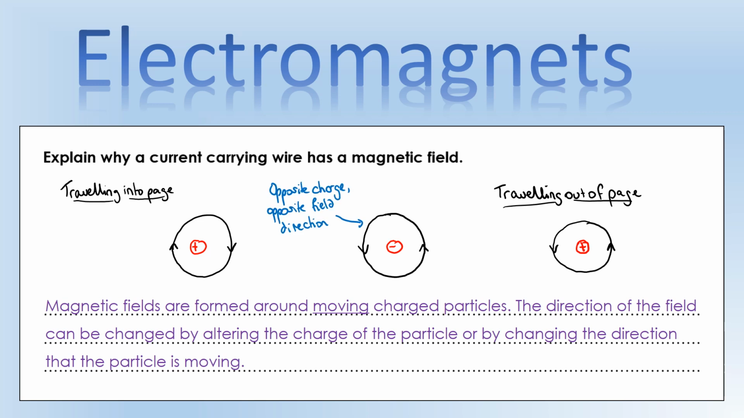In the middle, we've got the opposite field direction because we've got the opposite charge. On the right hand side, we've got the opposite field because we've got it traveling in the opposite direction. And this idea on the right hand side is going to be important with electromagnets, because later on, if we reverse the current, we change the direction the charged particles are moving, so we change the field. Okay. So that's why we have a magnetic field: we've got moving charged particles.